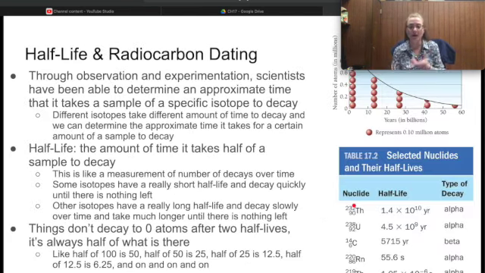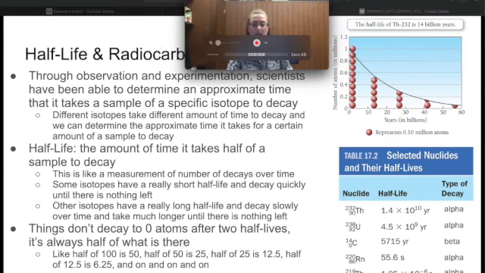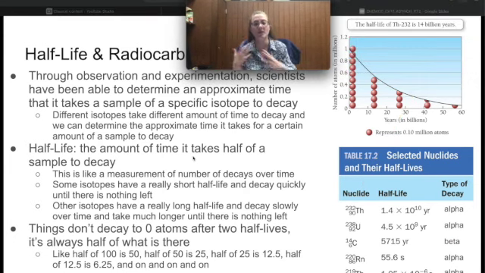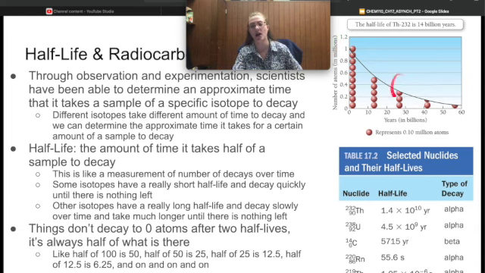So, let's talk a little bit about kind of what some of this means and radiocarbon dating. So through observation and experimentation, scientists have been able to determine an approximate time that it takes a specific isotope to decay. So different isotopes take different amounts of time to decay, and we can determine that approximate amount of time that it takes for a certain amount of the sample to decay into something else. So, for example, you can kind of see a graph over here depicting the decay of thorium-232.